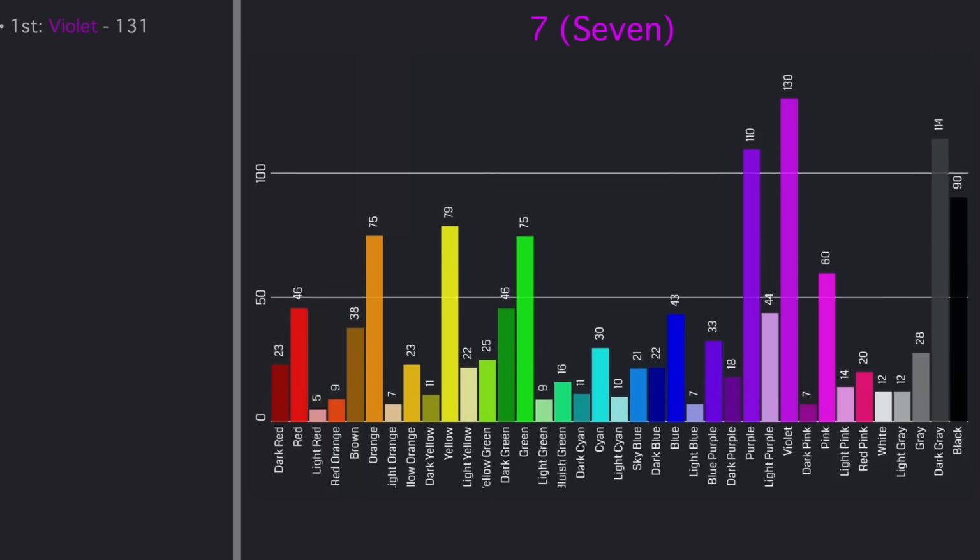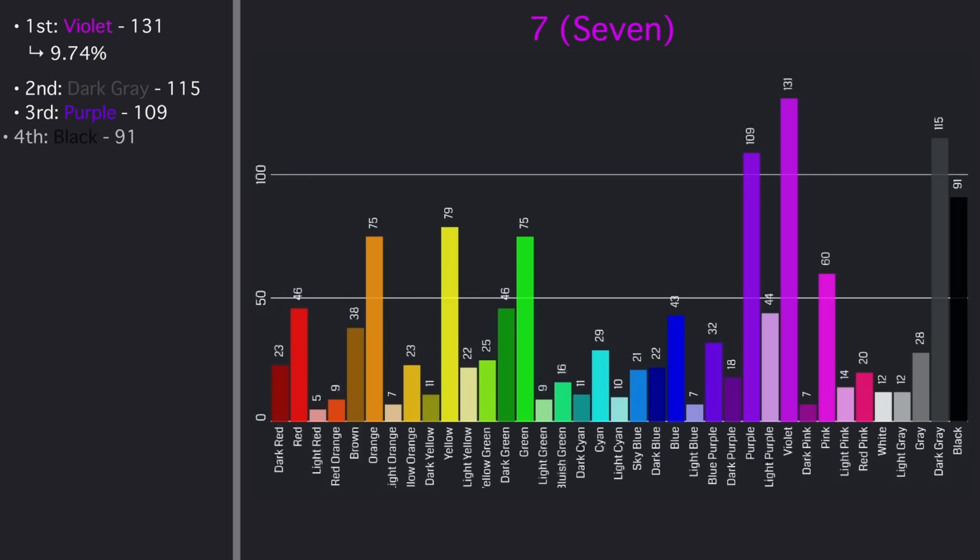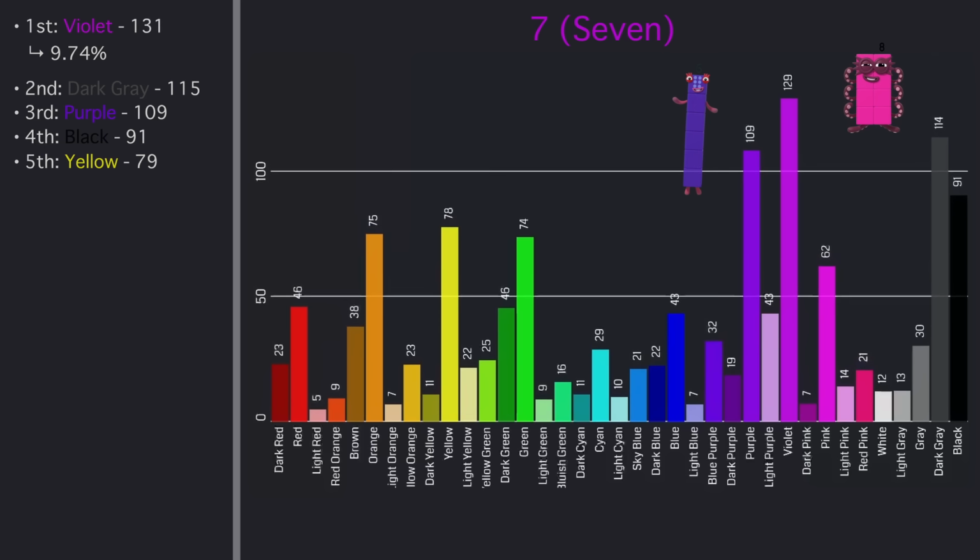7 is an interesting case because the number 7 in Number Blocks doesn't have a distinct color, it's a rainbow. Because the Number Block 7 doesn't have a distinct color, the number 7 ended up being the least agreed upon number from 0 to 10. This led to Dark Gray repping BFDI very nearly winning out, but the Number Block submissions ended up coming together to submit Violet, likely to bridge the gap between the purple 6 and the pink 8.